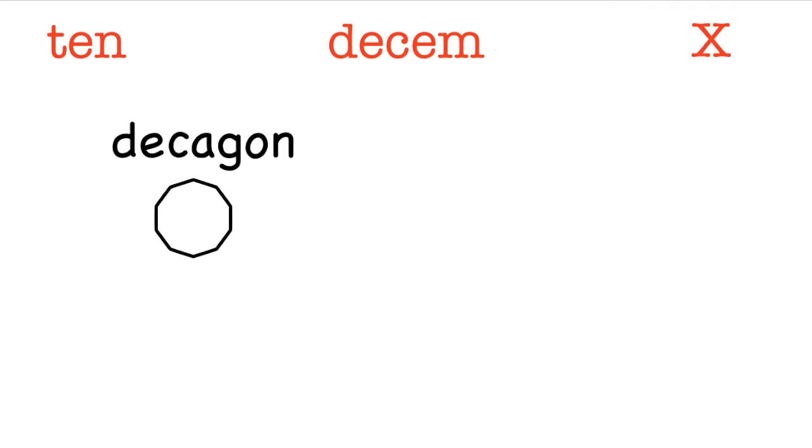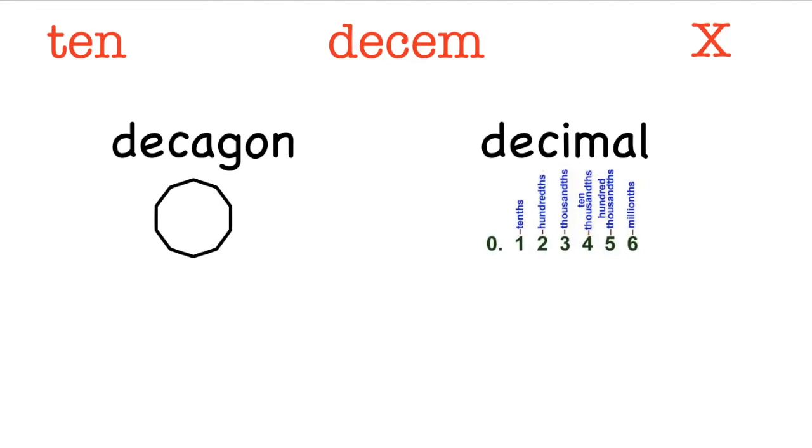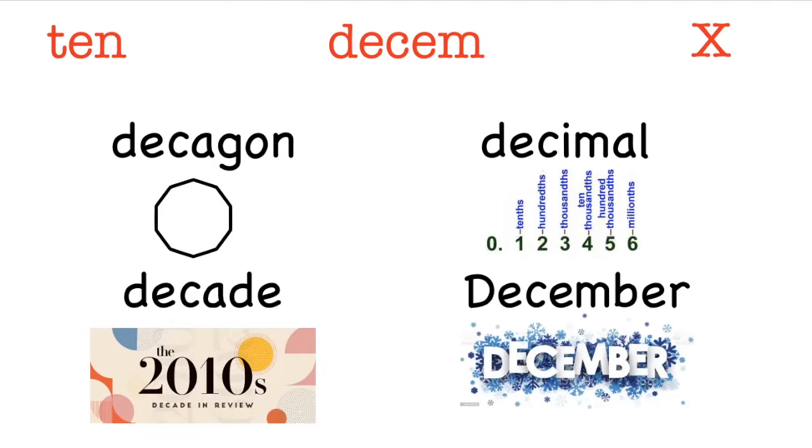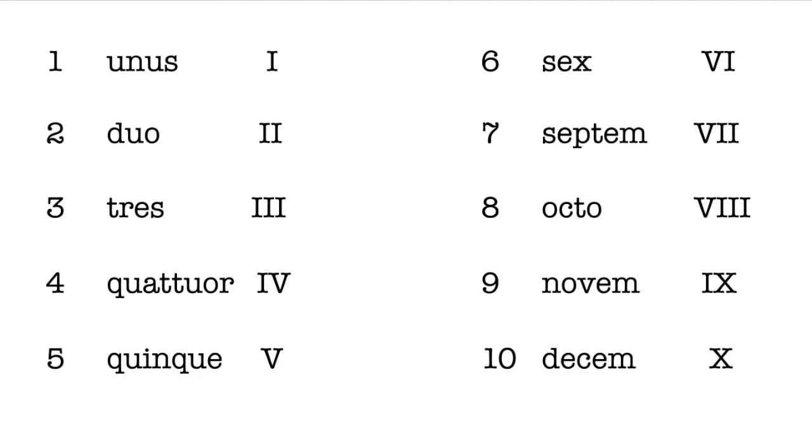And here's just a reminder of 10, decem. We get the English word decagon from that, which is a 10-sided figure, and also decimal, which is 1/10. A decade is 10 years. And then finally, December was at one time the 10th month. So here's just a summary of the Arabic numbers, the Latin number, and the Roman numeral for 1 through 10.